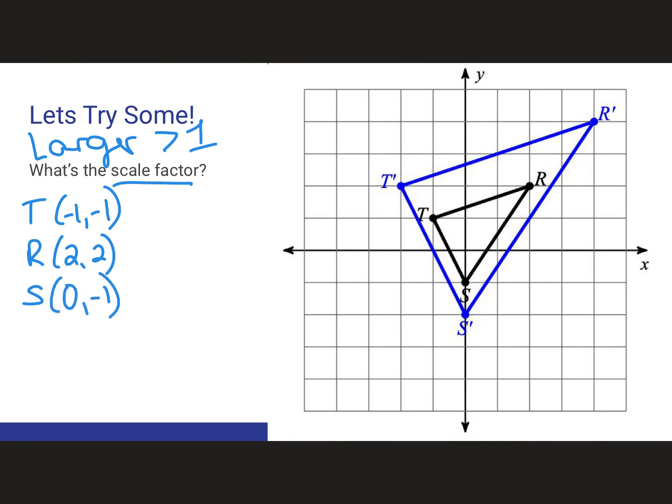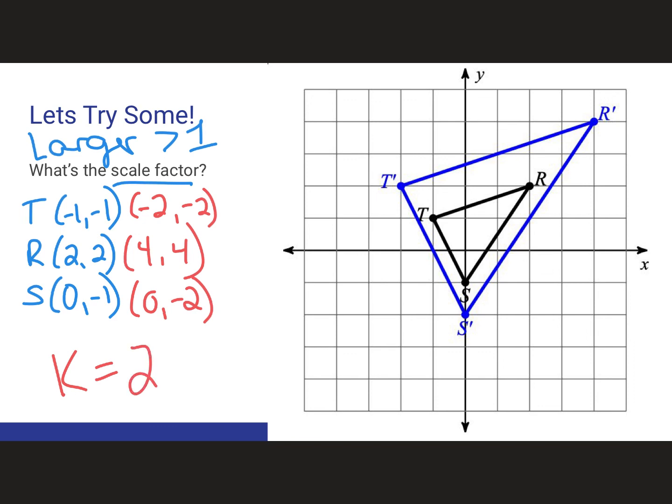And they move to, T is at (-2, -2). R is at (4, 4). And the image of S is at (0, -2). So in this case, my scale factor, my K, must be equal to 2. Remember the big takeaways? If it gets larger, your scale factor is greater than 1. Smaller, your scale factor is less than 1. And all you're doing is multiplying your points. Okay, I will see you all in class.